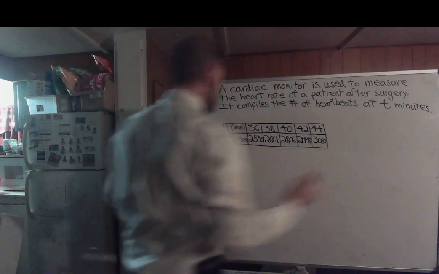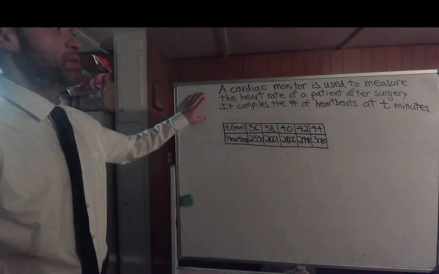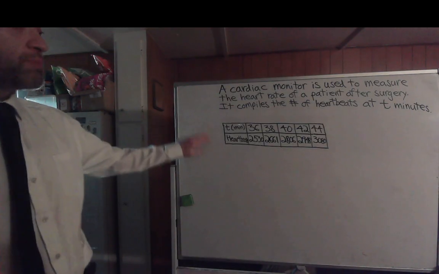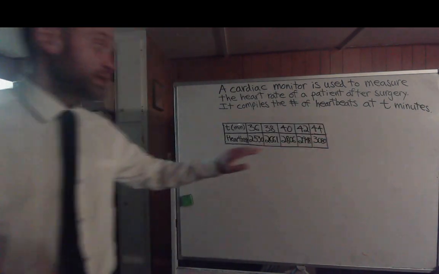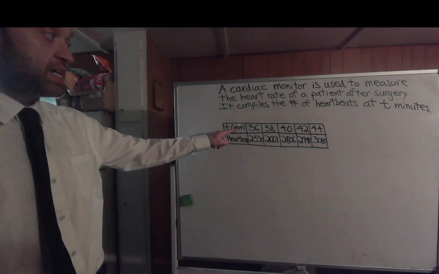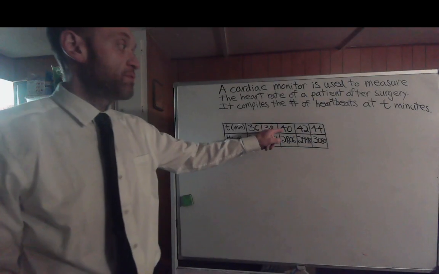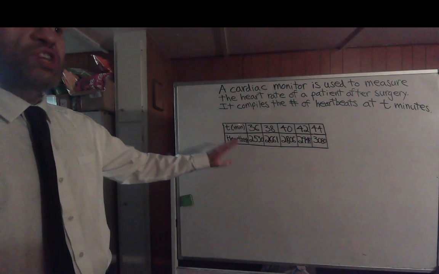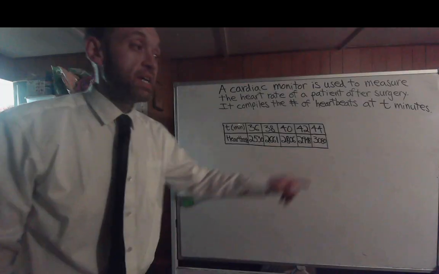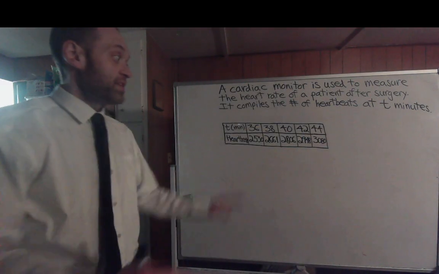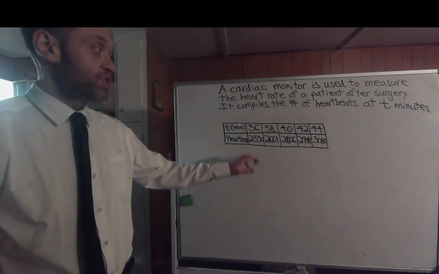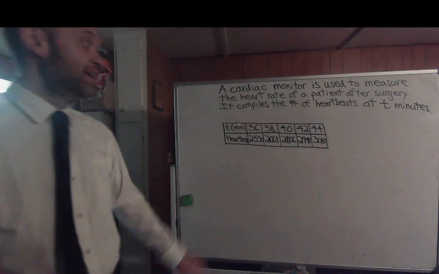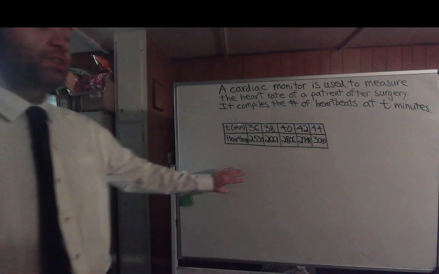Alright, so this problem here is about a cardiac monitor used to measure the heart rate of a patient after surgery. It compiles the number of heartbeats at T minutes. So here you have times T in minutes from 36, 38, 40, 42, and 44. And then in the row below, that's just the number of heartbeats at those given times. Now keep in mind that is not the rate. If you had a heart rate of 2,530 beats a minute, you'd be dead well before you even reach that. This is just the number of heartbeats themselves, okay?